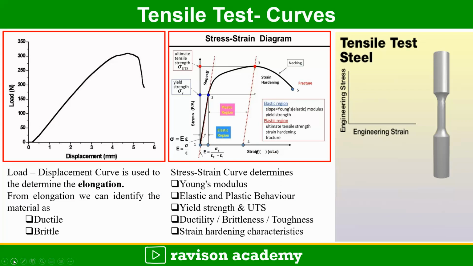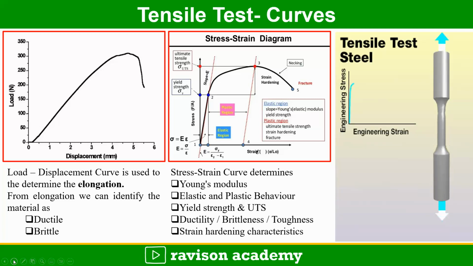From the tensile test, we get two kinds of curves. One is the load displacement curve. The second one is the stress strain curve. From the load displacement curve, we can identify the elongation of the particular material. Once the elongation is high, we can tell the material is ductile. If the elongation is less, we can classify it as a brittle material.